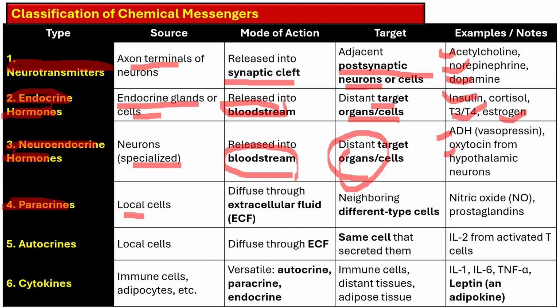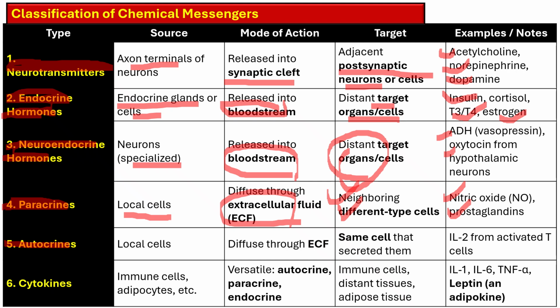They are secreted from local cells and diffuse through the extracellular fluid, and they affect neighboring cells of a different type. The examples are nitric oxide and prostaglandins.